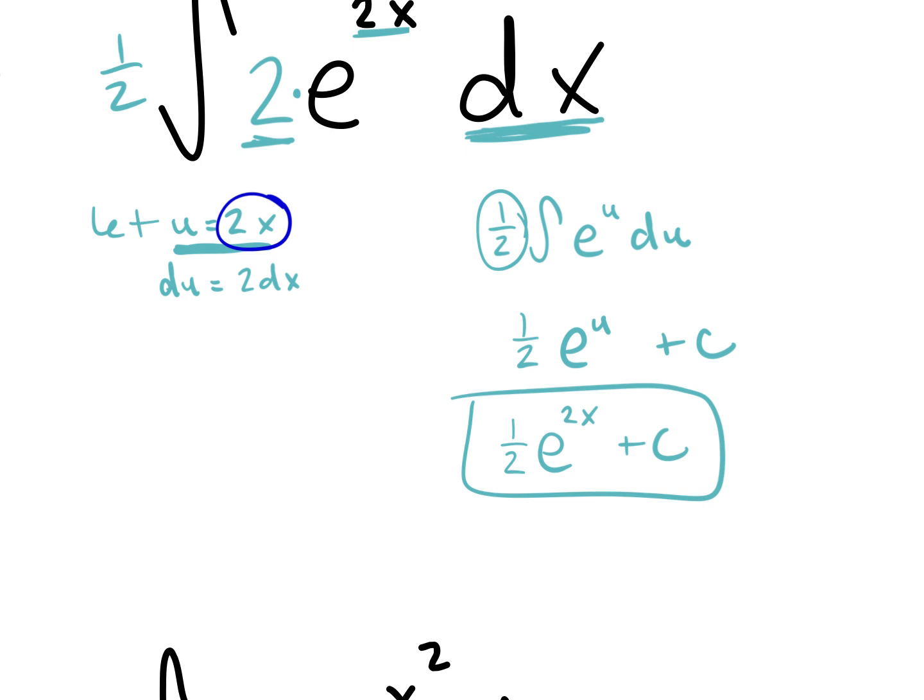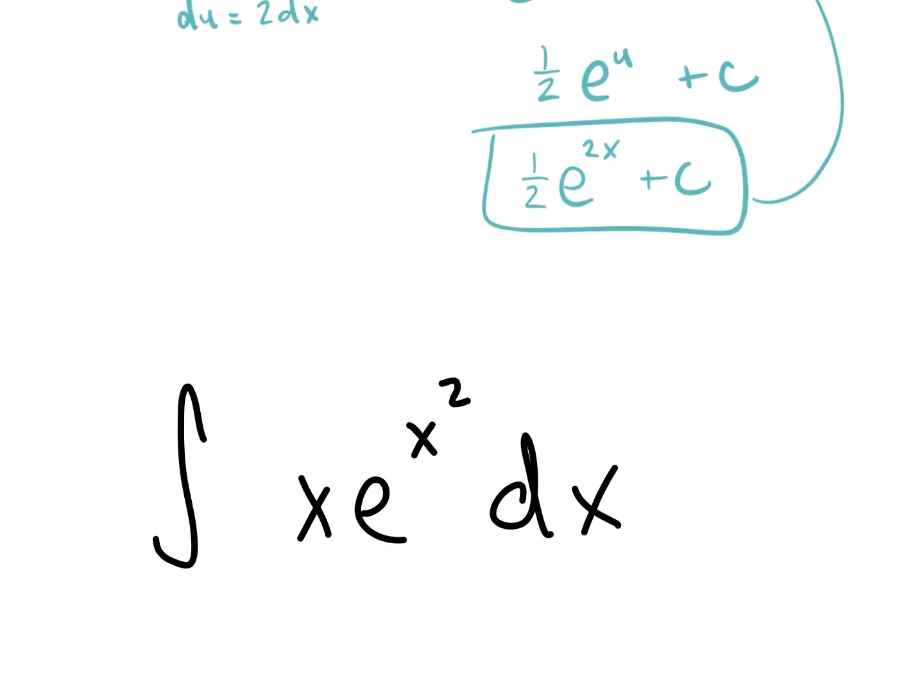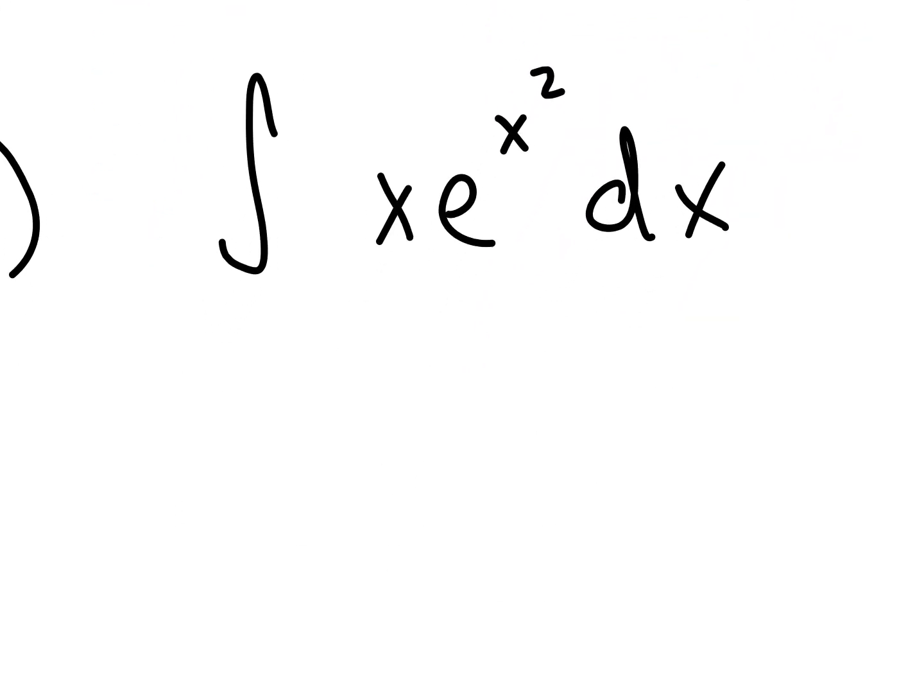We could take the derivative. Take the derivative of your answer and you'd end up with your original question. So with your integration questions, you're taking the integral, you're doing the antiderivative. You can always check your work by taking the derivative. You'll end up with your original function. Any questions here? All right, let's do number 2.